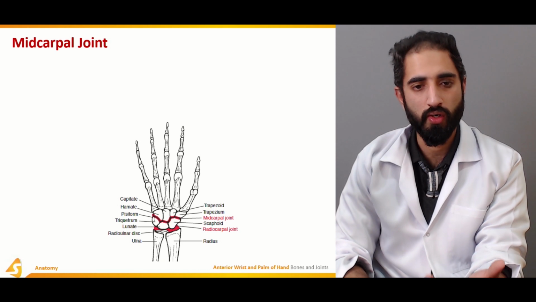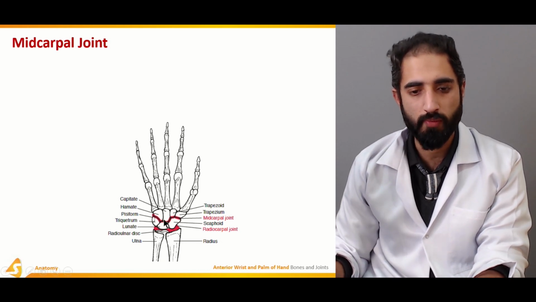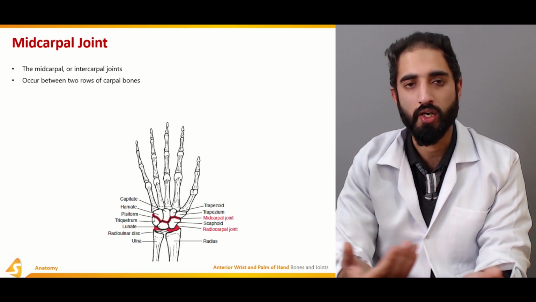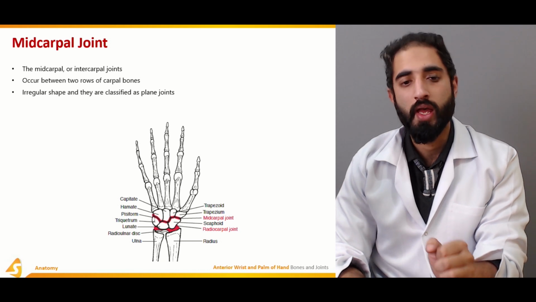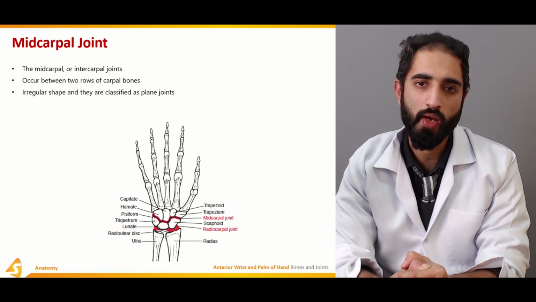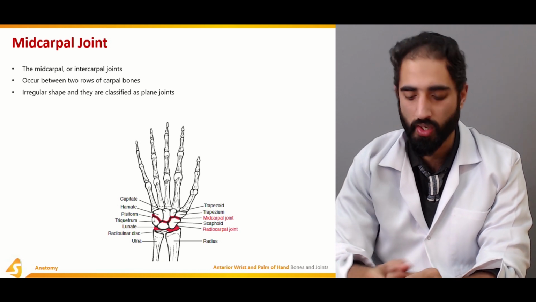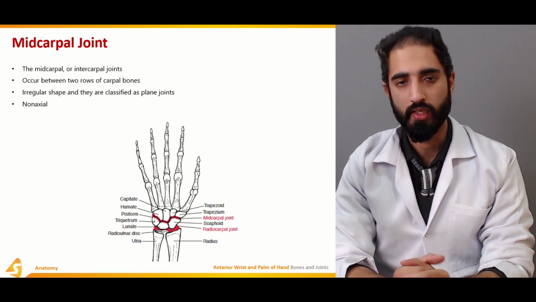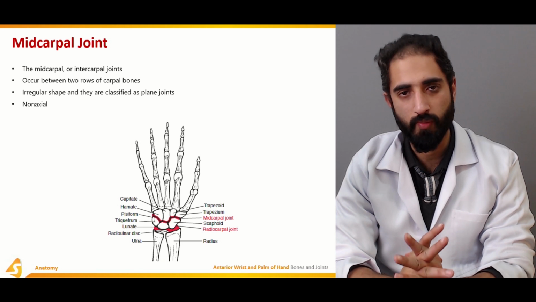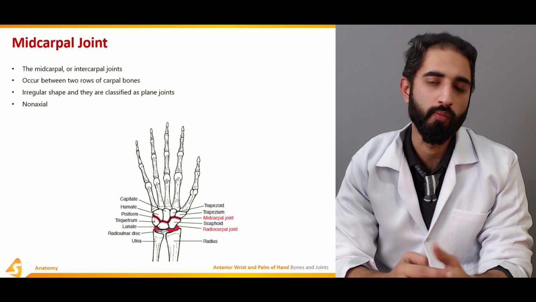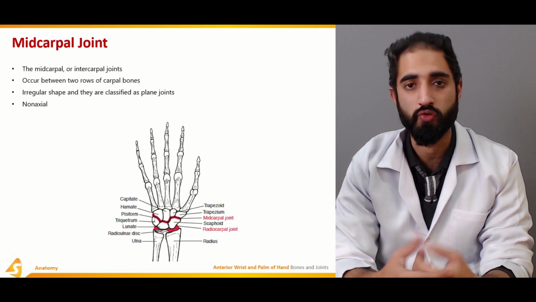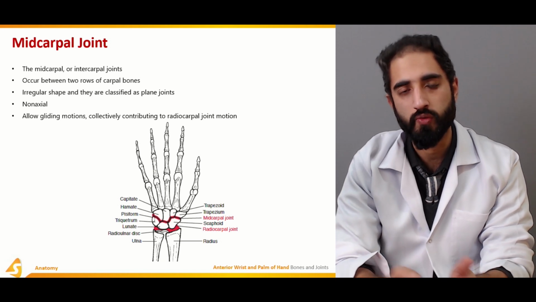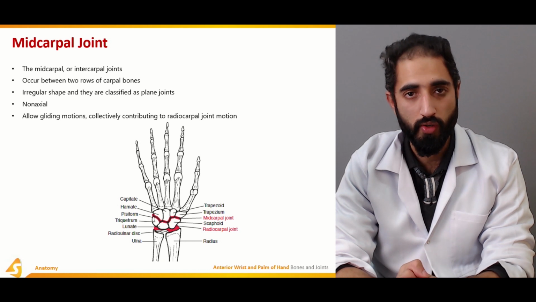Moving on, we also have the midcarpal joint after the radiocarpal joint, which is between the proximal and the distal row of the carpal bones. So these are also known as midcarpal or the intercarpal joints, and they occur between the two rows of the carpal bones, as we already mentioned. And as these bones are irregularly shaped, they are classified as plane joints. So they are non-axial, there is no such movement in terms of degrees of freedom which occurs at these joints. So they are termed as non-axial, but nonetheless they have movements possible, and orthokinematically they complement and contribute towards the movement of the wrist by helping the radiocarpal movement. So they allow gliding movements, which are a type of orthokinematic movements, collectively contributing to radiocarpal joint motion, as I already mentioned.